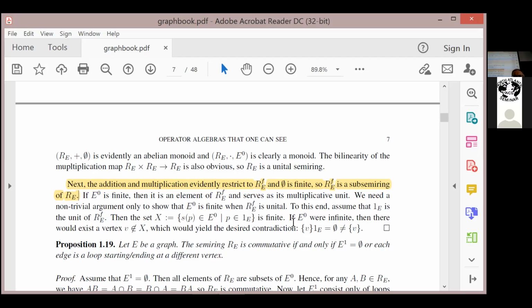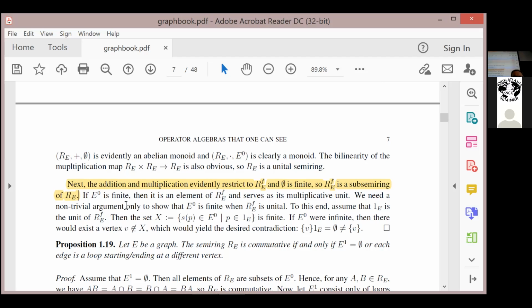So this way, we obviously have that RFE is a sub-semiring of RE, not the unital one, but a sub-semiring. And don't even think that if it's not unital, that it is an ideal. No, it's not an ideal. This is not an ideal in the big ring.